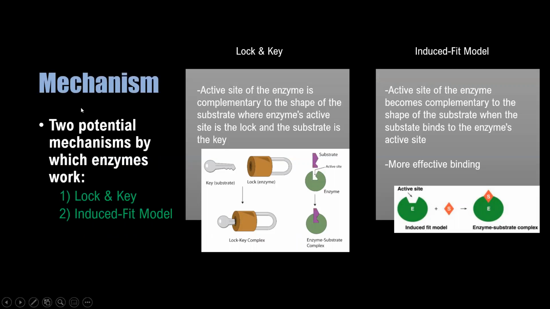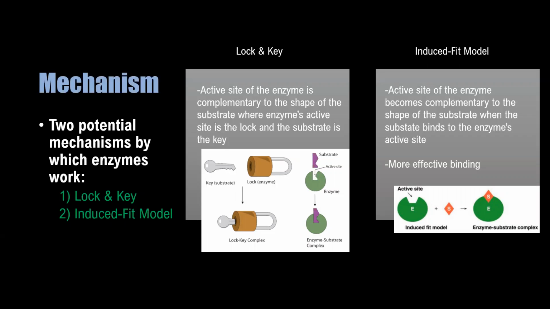Next, we move on to the mechanism by which enzymes work. We have two potential mechanisms. First, lock and key, then induced fit model. Enzymes and catalysts in general work by the principle of the active site, which is a location on the catalyst, which is the functional component of the catalyst, where the substrate binds, and it's the site at which the reaction is catalyzed.